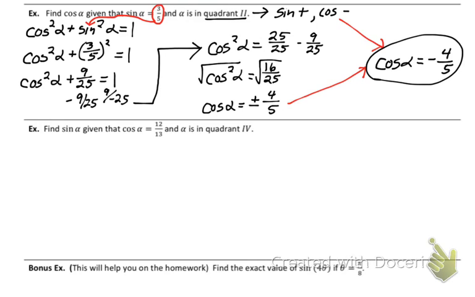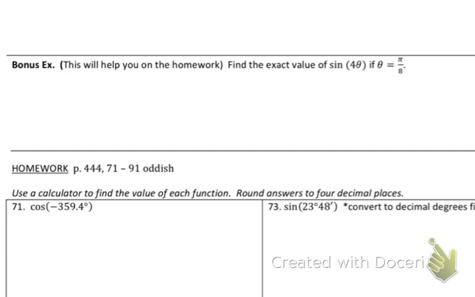I'm going to double check what time we're out of here. Okay, we got time. All right, I'm going to skip the next one just for right now, and we'll go back to it. I want to go to just the bonus.